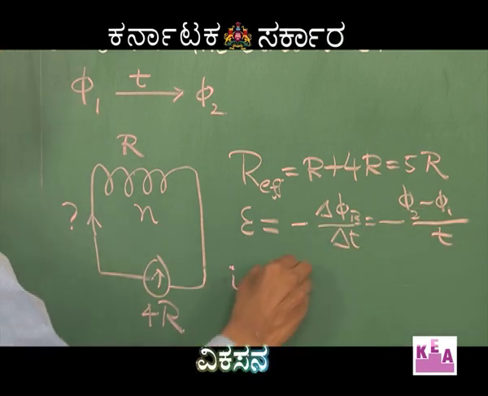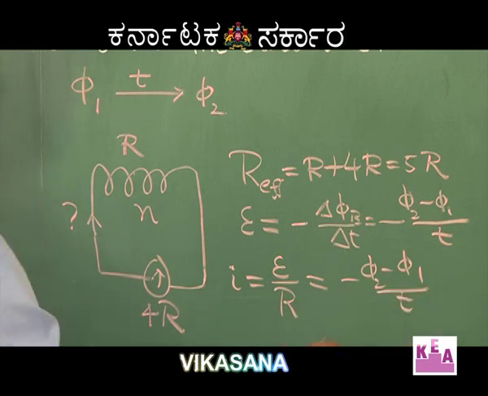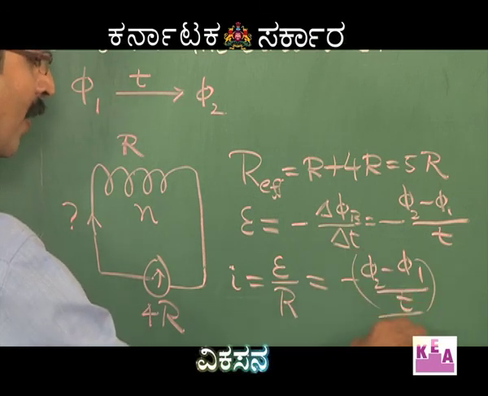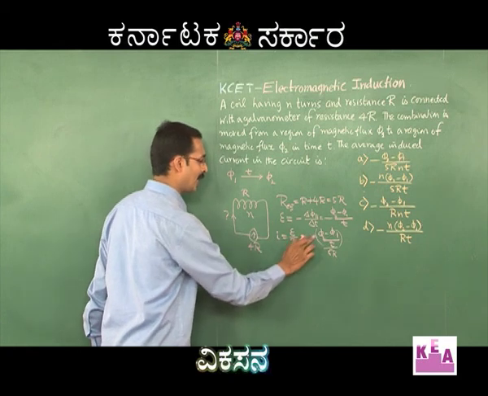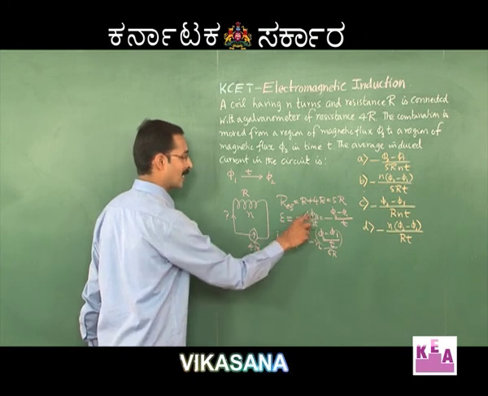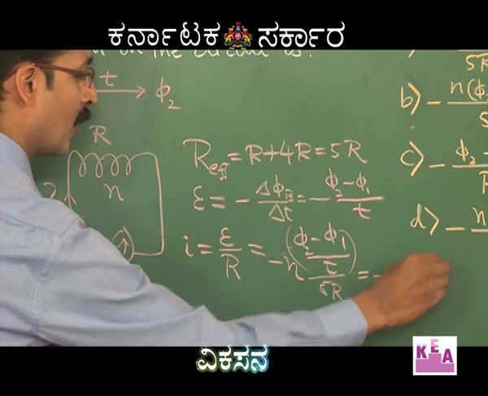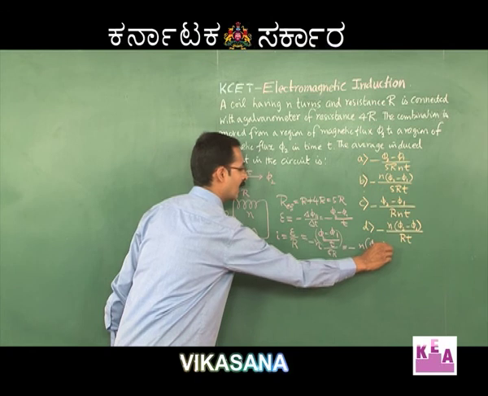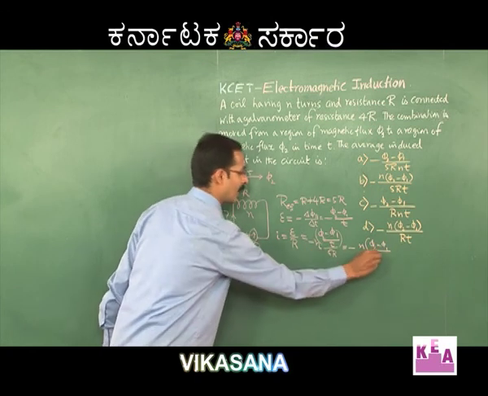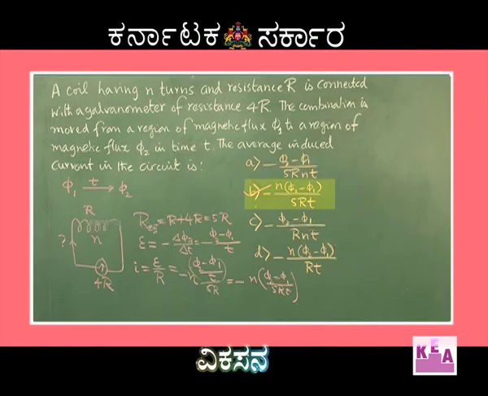Current, as you know, is equal to EMF divided by resistance, which is equal to minus (phi2 minus phi1) divided by t, divided by 5R. As you have N turns here, I should write an N here because E is equal to minus N d phi by dt if the number of turns is N. This gives you minus N into (phi2 minus phi1) divided by 5R into t. The answer is minus N into (phi2 minus phi1) divided by 5R into t. The answer is B.